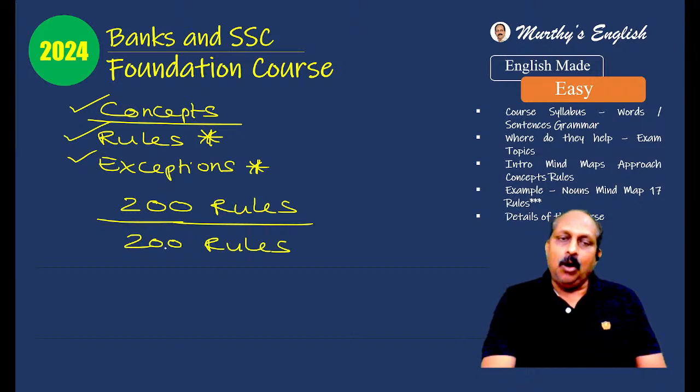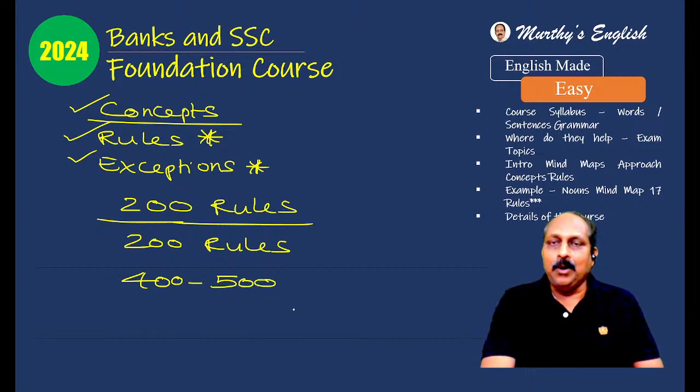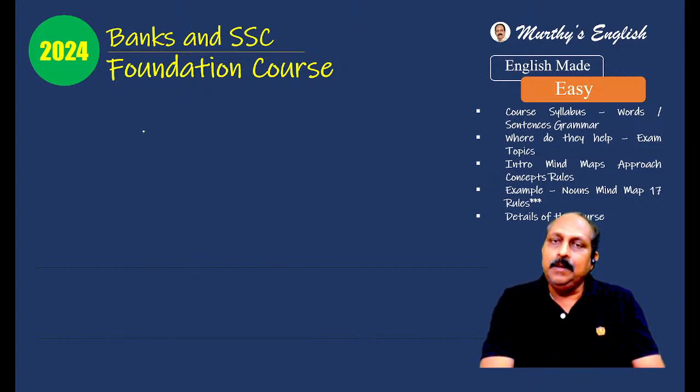Sometimes students ask, so how many rules do we have to learn? I usually say between 400 and 500. But from the exam point of view, you don't have to learn all the rules. 200 important rules are enough, more than enough. And once you take this approach, you can easily master a particular topic. And based on that, you can master entire grammar.